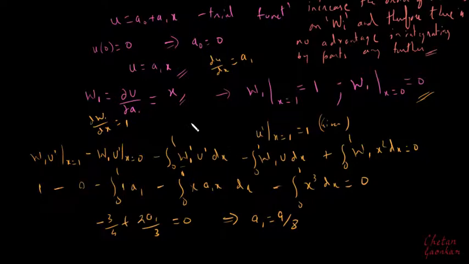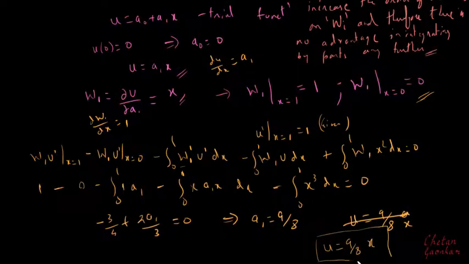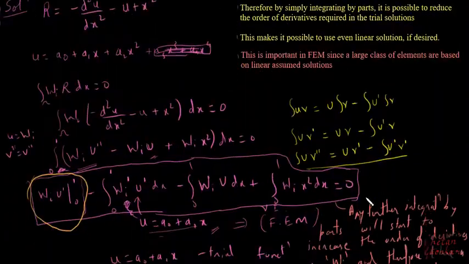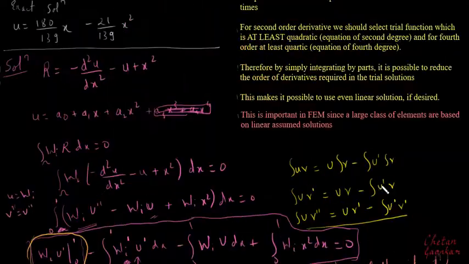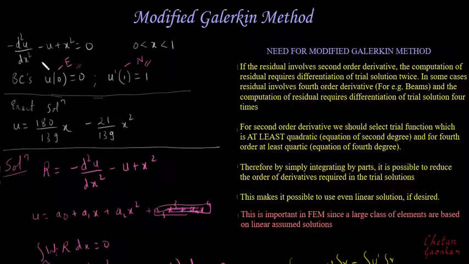Now if I substitute this in this function, I will get u as 9 by 8 times x. Let me write that again. U is equal to 9 by 8 times x. So this is the approximate solution of this problem. This is the approximate solution of this problem by considering just the linear trial function. We have just managed to take the linear trial function for this second order derivative equation.